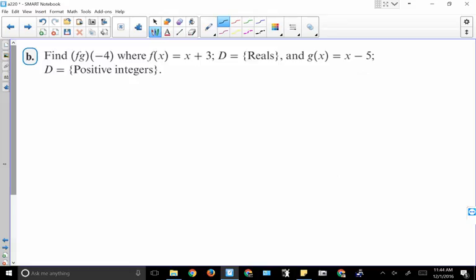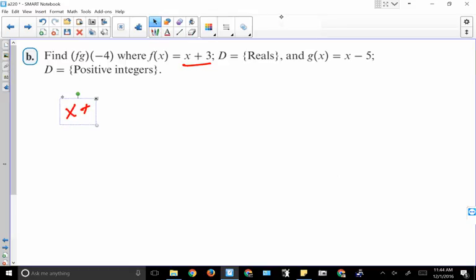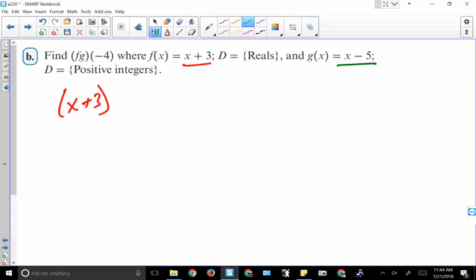We're supposed to find f of g of negative 4. Where x is that, g is that. Same thing as before. We know this is that, so we end up with x plus 3 and x minus 5. FOIL it out.